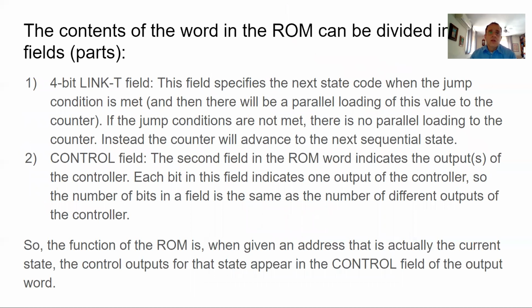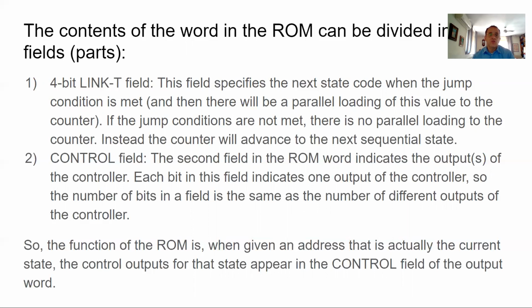Okay. The contents of the word in the ROM can be divided into 2 fields. The 4-bit link field is the field that specifies the next state when the jump condition is met. This should all now make sense. If I had read this to you before, it would have been confusing, I think. Next state code when the jump condition is met. And then there will be a parallel loading of this value to the counter. Right, if I want to go to a different state, I'll have to parallel load whatever is in the linked T field. If the jump conditions are not met, then there's no parallel load, and instead the counter will advance to the next sequential state.